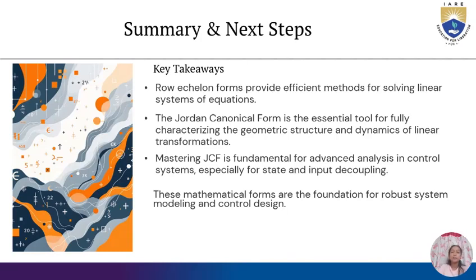So, coming to the summary, there are some key takeaways. Row echelon form provides efficient methods for solving linear systems of equations. The Jordan canonical form is the essential tool for fully characterizing the geometric structure and dynamics of linear transformations. Mastering JCF is fundamental for advanced analysis in control systems, especially for state and input decoupling. These mathematical forms are the foundation for robust system modeling and control design.